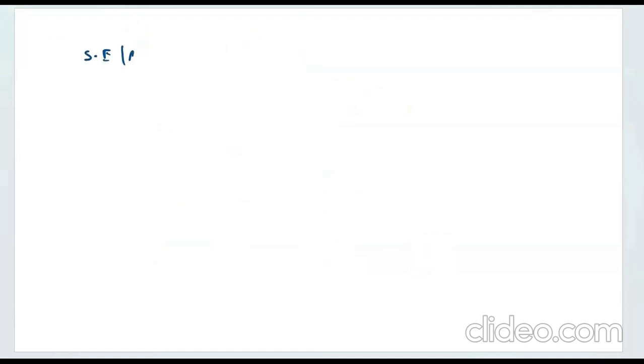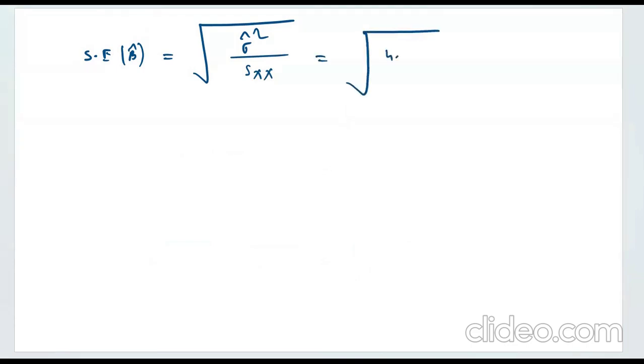Now what will be the standard error of beta cap? It's simply root over of sigma cap square upon SXX. So root over of 4.48 upon SXX, which we got as 110. That is 0.2018, right? So everything is done.